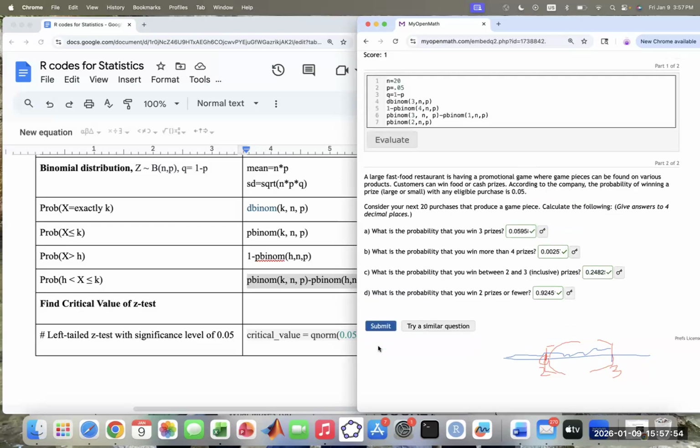So I hope it helped. Again, for the binomial distribution, it is very important whether you include the equal sign or not. That will give you different numbers. So be careful with that one.